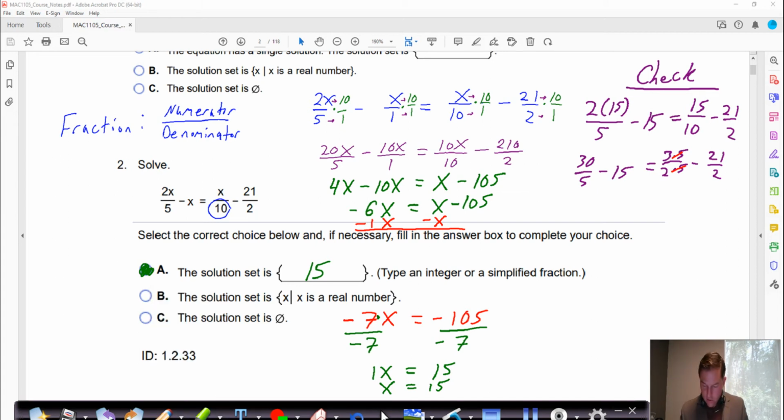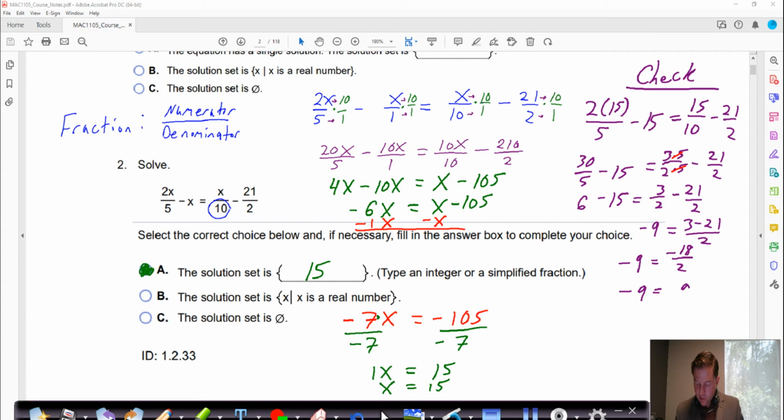So we're going to have 30 divided by 5 is 6, equals 3 over 2 minus 21 over 2. 6 take away 15 is 9 with a minus sign because the bigger number is negative. Because these both have a 2 in the denominator, I can combine numerators and make this 3 minus 21 all over 2. 3 minus 21 is 18 with a minus sign because the bigger number is negative, divided by 2. 18 divided by 2 is 9, with the minus sign sticking around, so it checks out. Works perfectly.